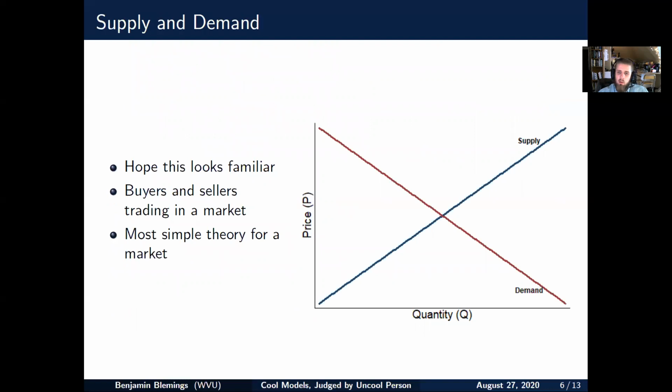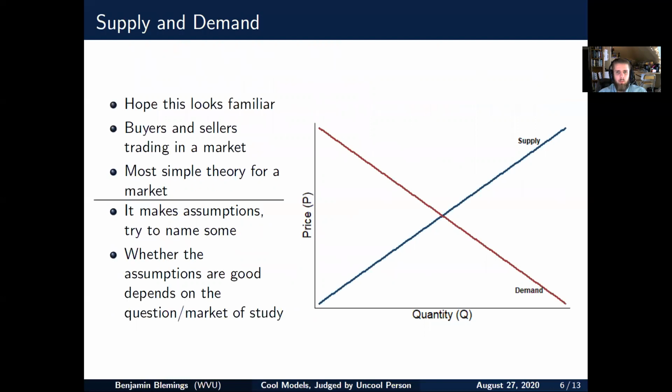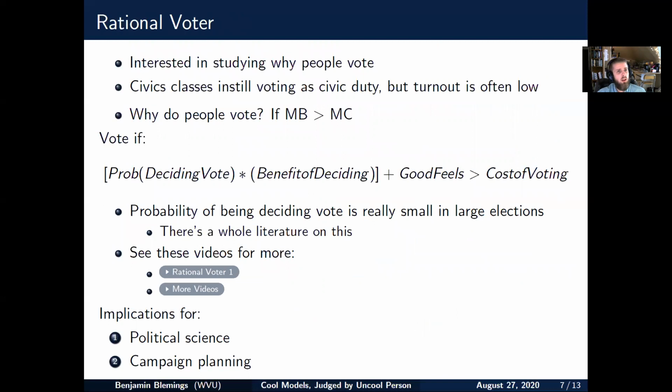Supply and demand. I hope this looks familiar to you. It's just about buyers and sellers trading in a market. It's the most simple theory for why transactions take place. And it makes some assumptions. You should already know them. You should try to name some. Whether the assumptions are good or bad depends on the question you're asking or the market you're studying. So I won't say too much about this now.